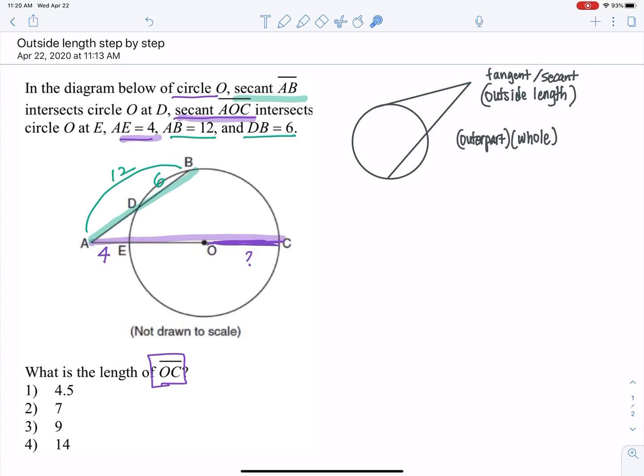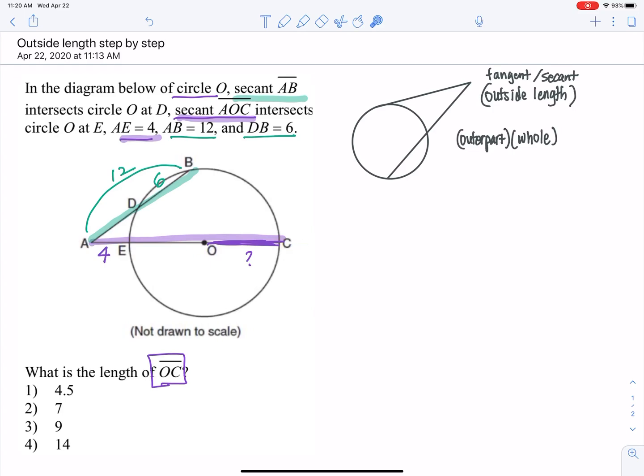AE is 4, AB is 12, and DB is 6. What is the length of OC? So I put a little question mark here. Now, if you notice, I color-coded things on purpose. So this green color is secant AB, and the purple color would be secant AC.